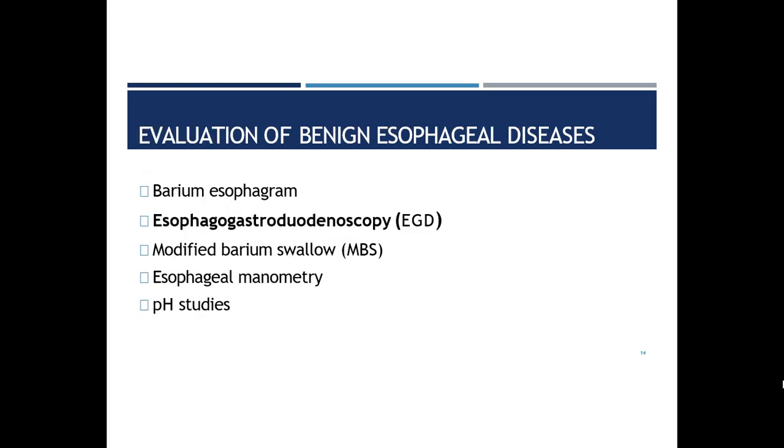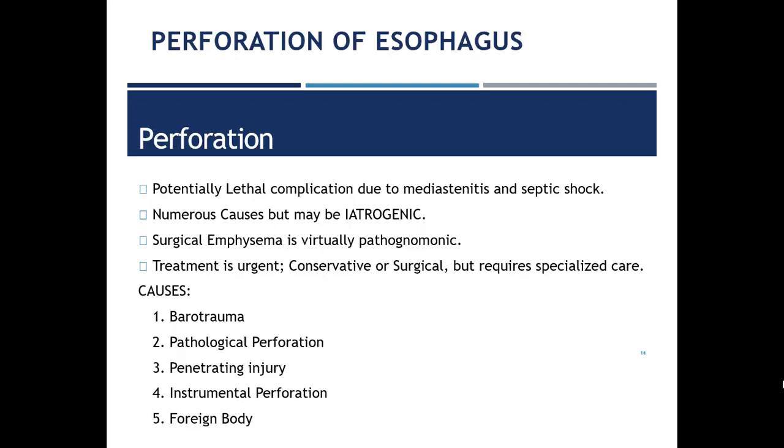Now, how do you evaluate the benign esophageal disease? As I told you, on examination you won't be able to palpate the esophagus, so you have to be dependent on investigations. The barium swallow, that is barium esophagogram, is very important. Then upper GI endoscopy, that is esophagogastroendoscopy, is a very important tool for the diagnosis. Modified barium swallow, esophageal manometry, and then the pH studies. Esophageal manometry and pH studies are more important for the benign diseases.